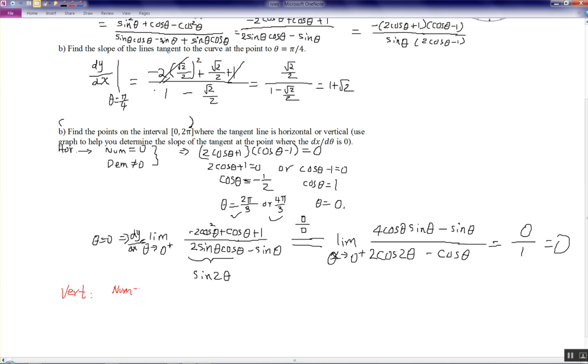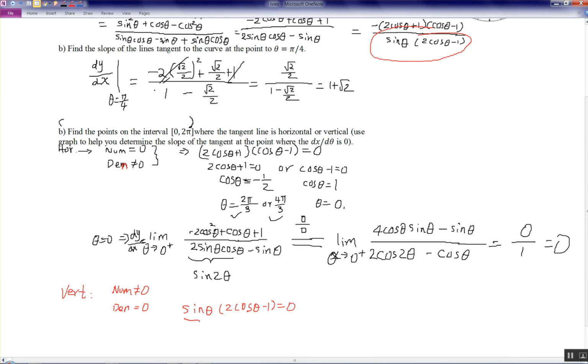To do the vertical tangent line, which should be relatively straightforward now, for the vertical one the numerator should not be 0, right? And the denominator should be equal to 0. So this is the denominator right here. If you look at my denominator, I'm going to set the denominator to 0, which means sine theta times 2 cosine theta minus 1 equals 0.